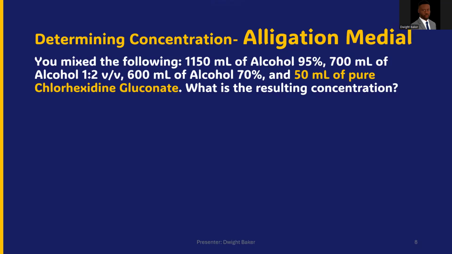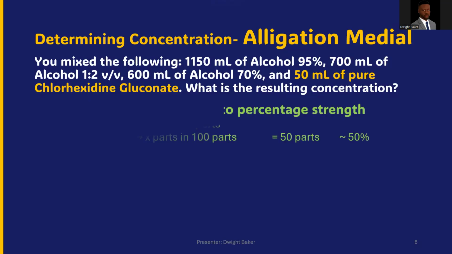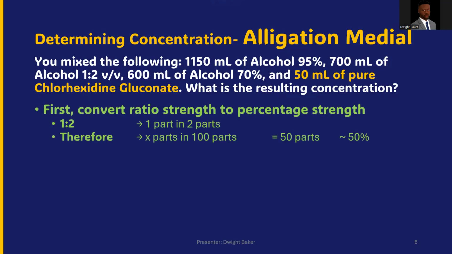All right. And so there are some key things again that you need to understand. The first thing I'm seeing is ratio strength, I'm seeing percentage strength, and then I'm seeing something else as well introduced into the question here. All right. So what does all of this information mean to me? I first need to convert my ratio strength to percentage strength so that everything will look alike, right?